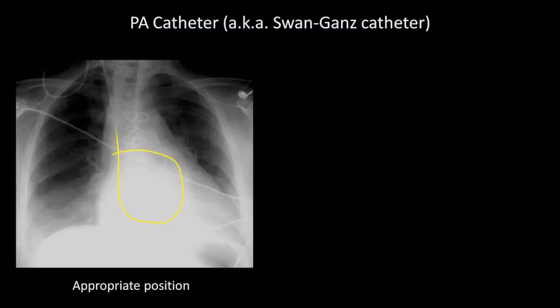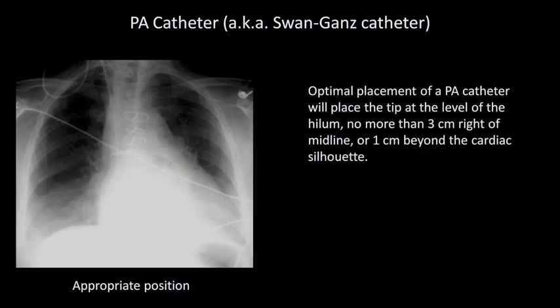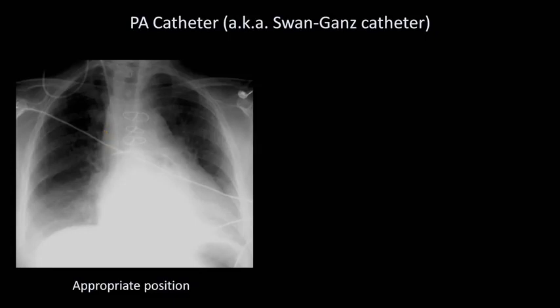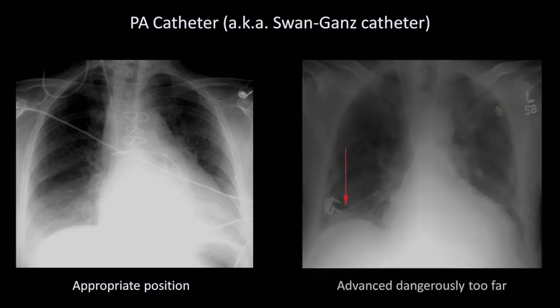In the case of this film, the poor combination of exposure and contrast makes only the distal end of the loop visible. A general rule of thumb is that the tip should be no more than 3 centimeters from midline or 1 centimeter beyond the cardiac silhouette. If it's advanced further than that, there is significant risk of either pulmonary infarction or pulmonary artery rupture, the latter of which is a particularly catastrophic complication with a high mortality rate.